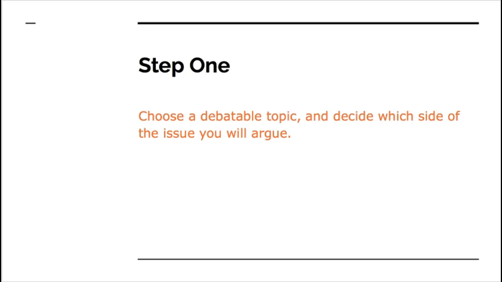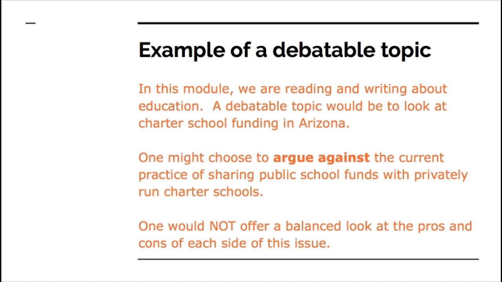Let's talk about the steps to writing your paper. Step 1, you're going to choose that debatable topic, and you're going to decide which side of the issue you will argue. So in this module, we are reading about and writing about education.